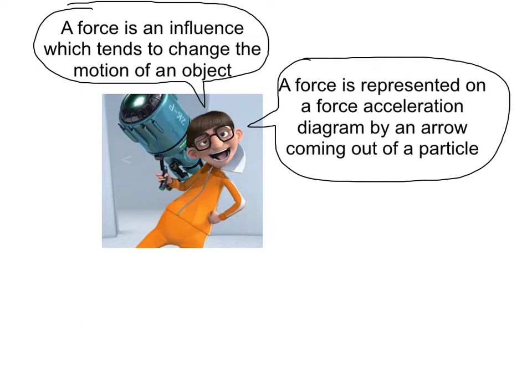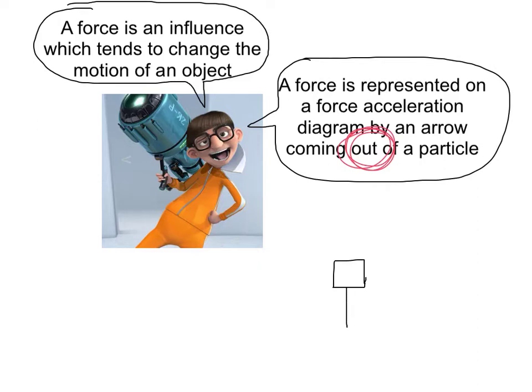Now, we always draw the particle that we're interested in as just a box. It could be a car, could be a person, could be a conker, could be an aeroplane, could be anything. Just draw it as a box. And then all the forces acting on that particle come out of the box. That's really, really important. I'm going to put a circle around it. Out. They come out of the particle and they're represented with arrows.